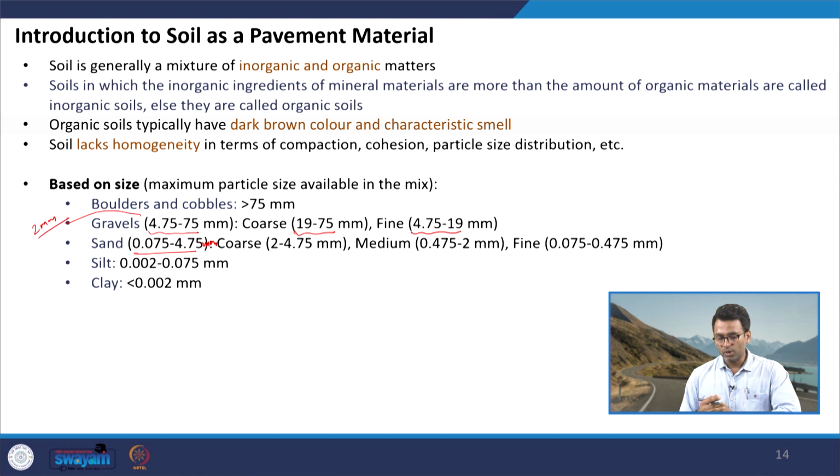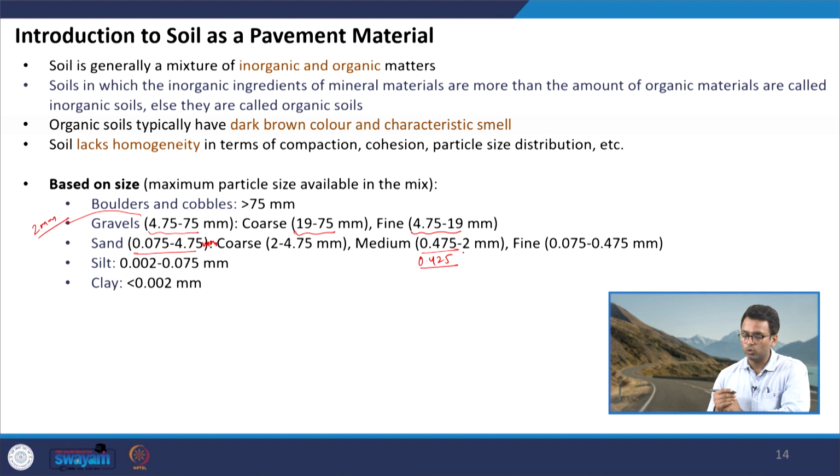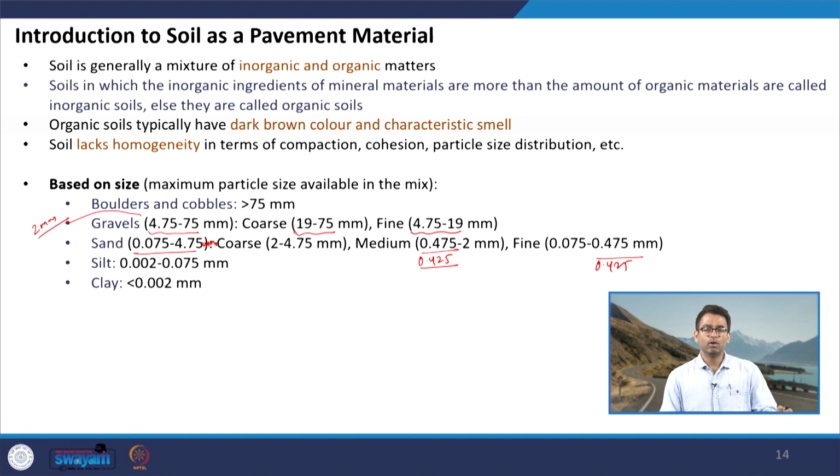0.475 mm to 2 mm. Some of the specifications have used this as 0.425 mm also, and we have fine sand that are larger than 75 micron but smaller than 0.475 mm or 0.425 mm. Further, we have silt, which are further smaller particles whose size ranges from 0.002 mm to 75 microns, and further below we have clay, which are particles which have size less than 0.002 mm.